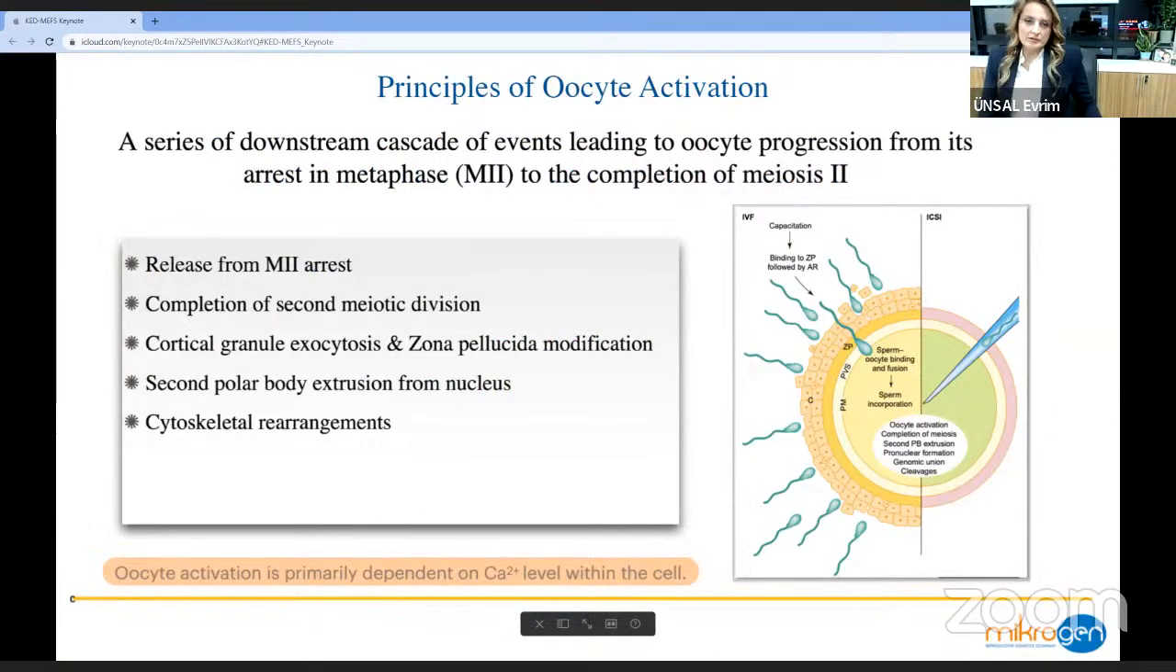Okay, firstly, I'd like to mention the principles of oocyte activation. Oocyte activation is a spatially and temporally orchestrated process. Critical endpoints include resumption of meiosis II, second polar body extrusion, cortical granule exocytosis, and cytoskeletal rearrangements.